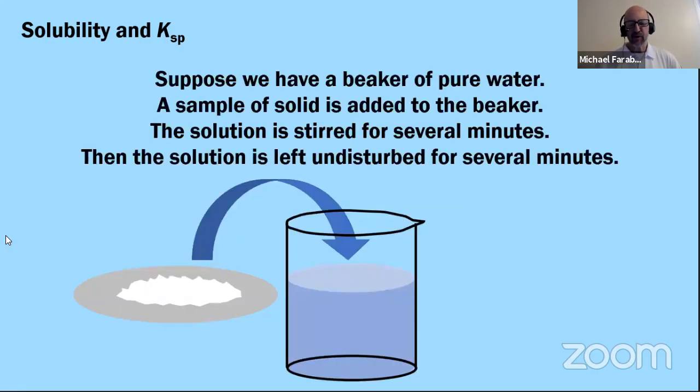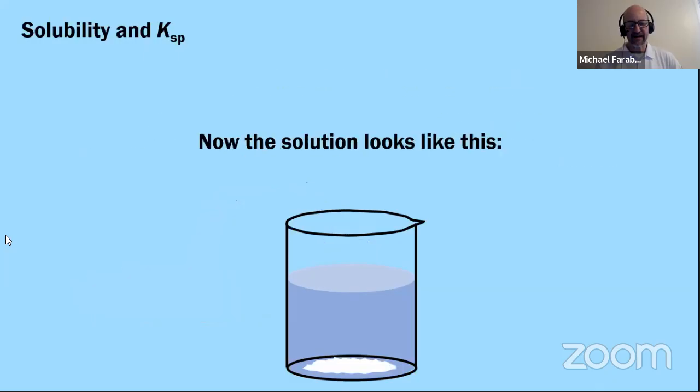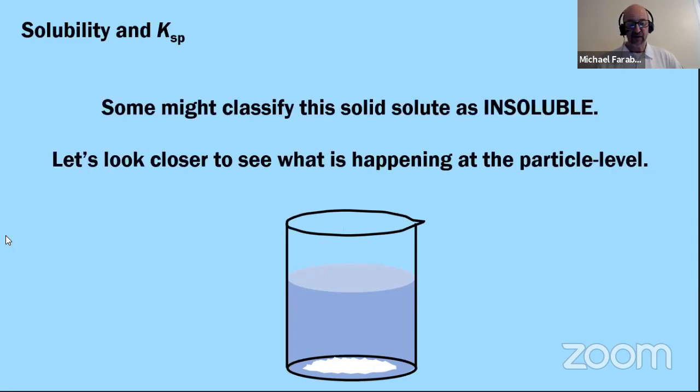Suppose we have a beaker of pure water and a sample of solid is added to the beaker. The solution is stirred for several minutes, and then the solution is left undisturbed for several minutes. And now the solution looks like this. Now, some might classify that there's a white solid on the bottom of the beaker, indicating that this solid did not dissolve at all. Let's look a little closer and see what is actually happening at the particle level.